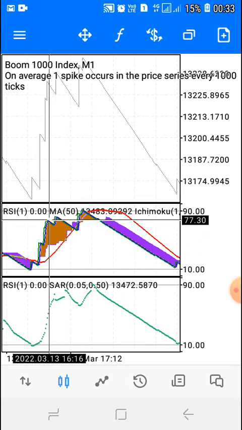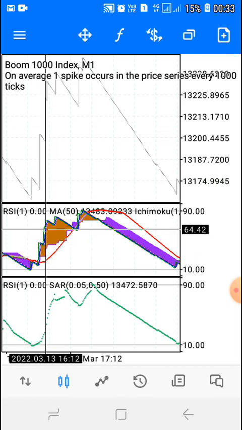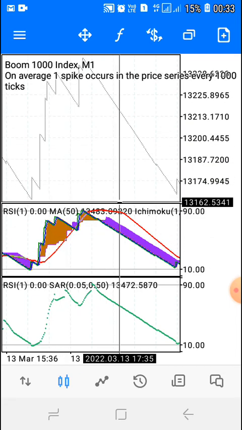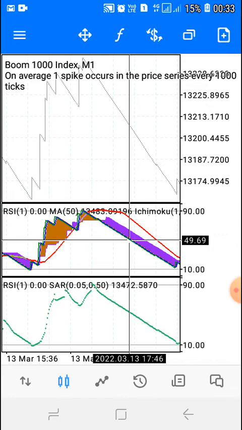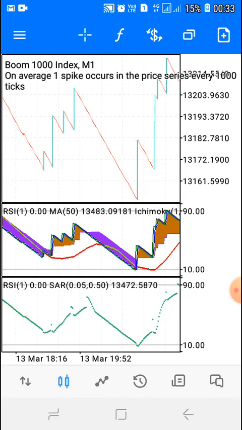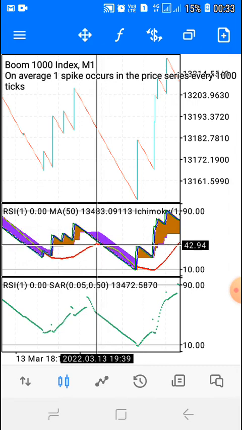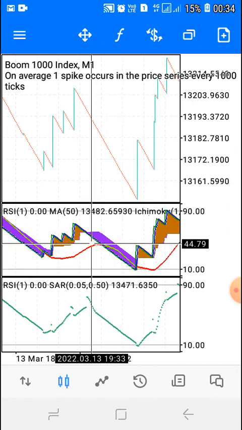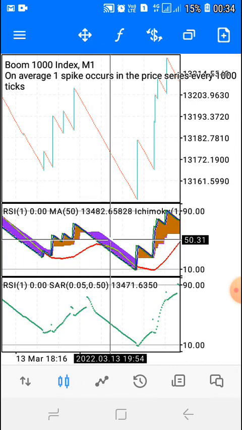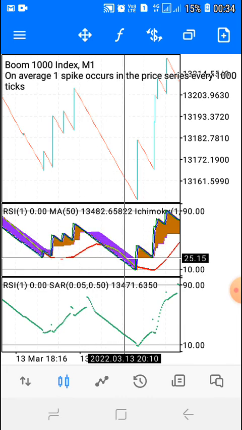Okay, so as we can see, Ichimoku shows us a brown color and a purple color. What a brown color basically means is, if it's brown, the market is moving in an uptrend. If it's purple, price is moving in a downtrend. So you need to be cautious of this. You can't take a buy when this is purple, because if you take a buy, you are actually going against the indicator, because the indicator clearly shows us that the market is moving in a downtrend.